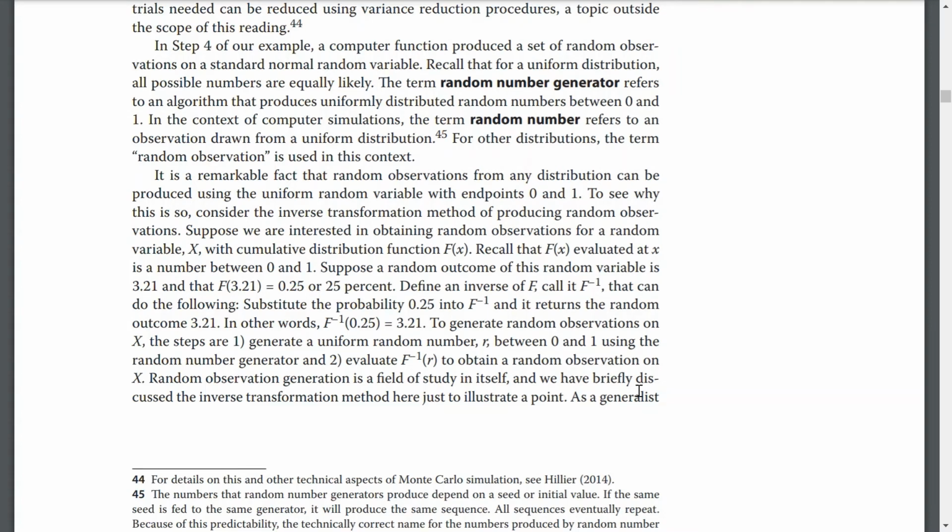Define the inverse of F, called F inverse, that can do the following. Substitute the probability of 0.25 into the inverse of F and it returns the random outcome of 3.21. In other words, the probability of inverse F is 3.21.